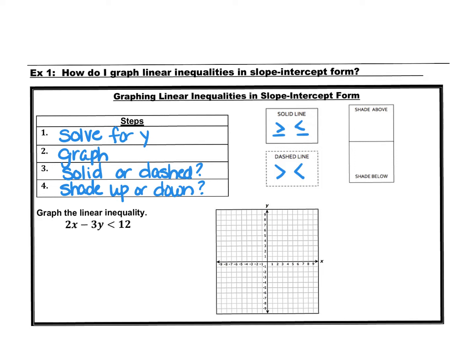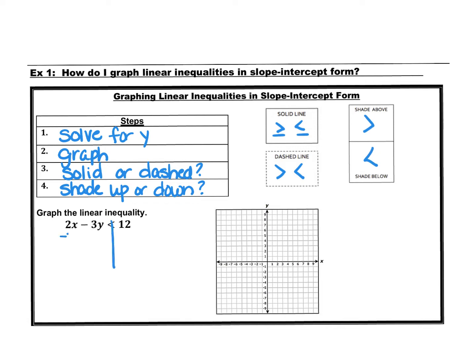And then shading up, now this only works when you've solved for y. It's not going to work if you graph another way. If you've got the greater than, you're going to shade up, and if you've got the less than, you're going to shade below. So let's take a look here at this inequality.